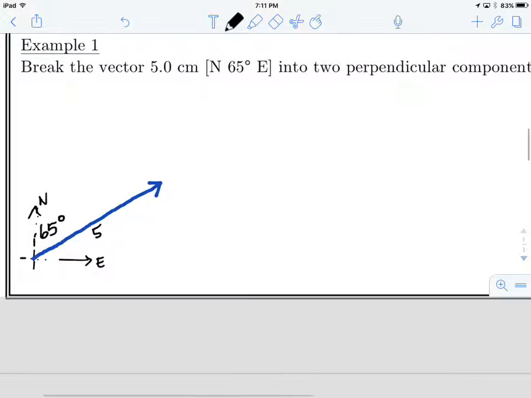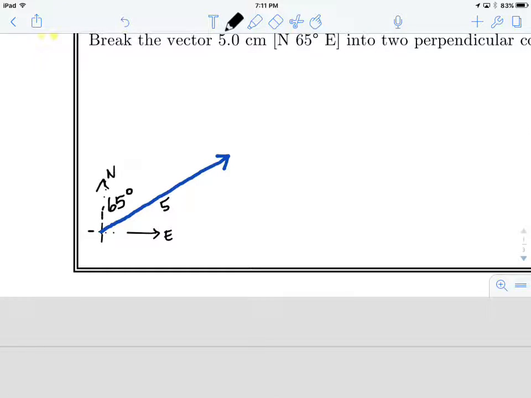And I want to break this into 2 perpendicular vectors. Another way to think about this problem is that to get from point A, which is right here, to point B, which is right here, I could take this displacement. I could go 5 centimeters at this angle. Another way to get from point A to point B is to travel perpendicularly. So I could go straight north for a little distance, and then straight east for a little distance, and I would get from point A to point B.